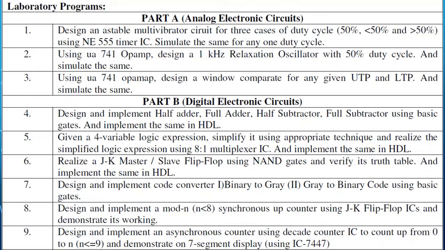Coming to the fourth experiment, it is all about code converters. You need to convert one code into another. Binary code has to be converted to gray code and gray code has to be converted to binary. Luckily, we don't have any simulations to be done here.